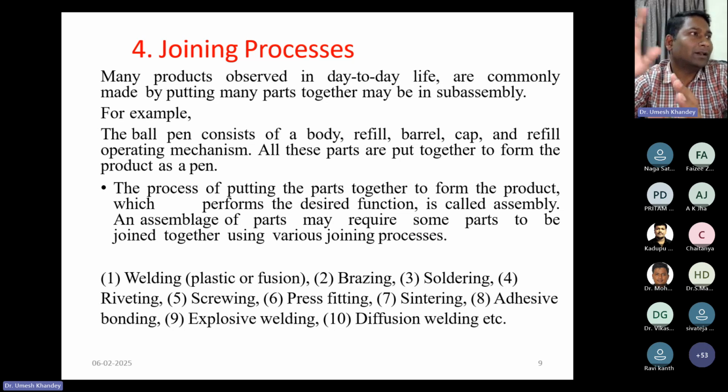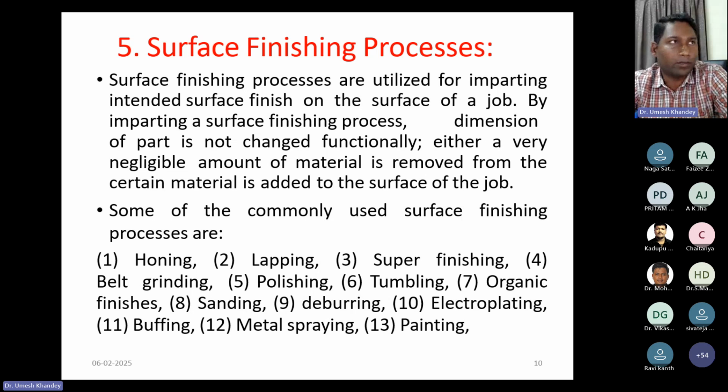Let's consider an example. A ball pen consists of a body, refill, barrel, cap, and refill operating mechanism. All these parts are put together to form the product as a pen. A ceiling fan has blades, motors, windings, all those. After assembly, it has to run at a certain speed and give you air as output. Similarly, you have to define these joining processes.